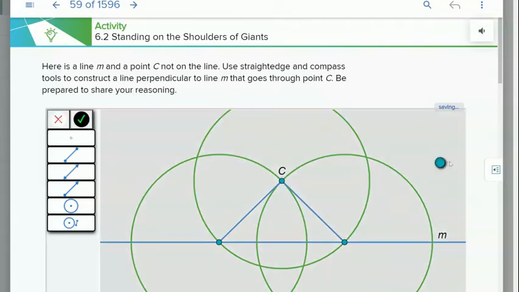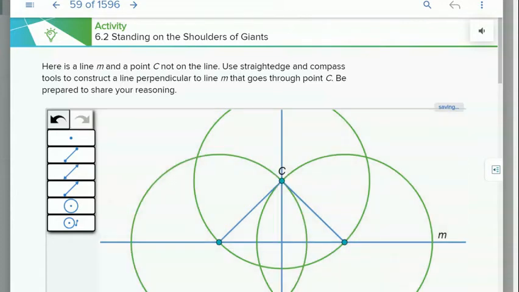Do you notice how point C becomes a point of intersection between those two circles? And then I put another point down here for that point of intersection. Then I'm going to create a line that goes through those two points of intersection, and aha, we have a line that is perpendicular to M that cuts through point C. Very nice. So try to recreate that on GeoGebra. Go through each step that I went through. The tools are slightly different, but that's an important thing to be able to do.